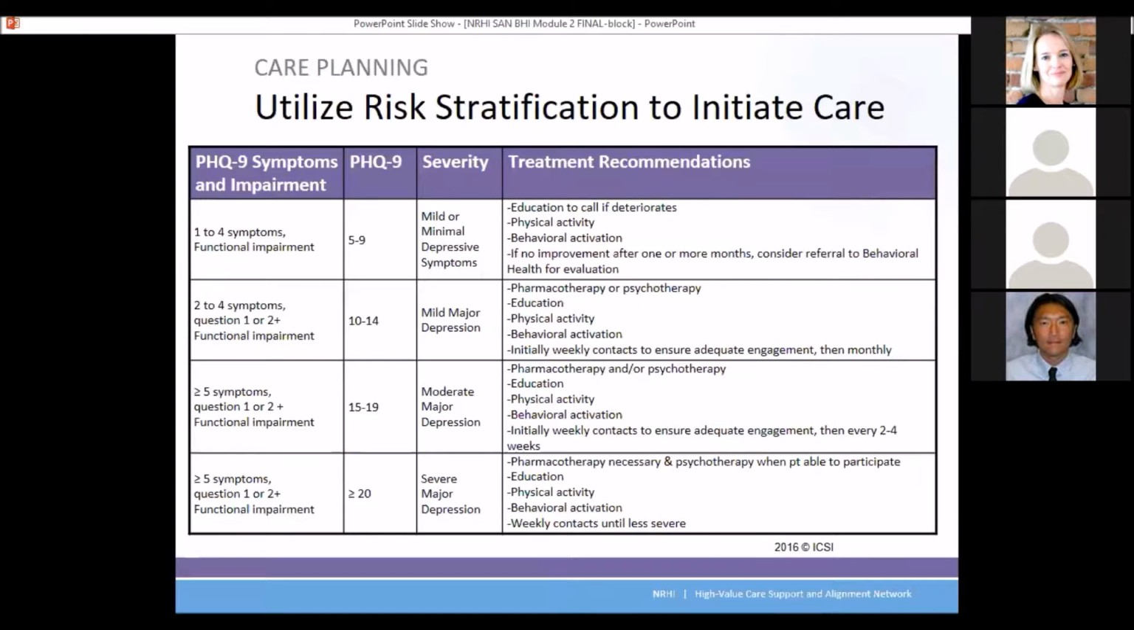First step in that work, if we go to the next one, is to have an approach to risk stratification with behavioral health problems. This is an example of how we approach patients who have depression and using the PHQ-9 tool. We use risk stratification all the time with other diseases, medical diseases. There's no reason we can't use the same approach here.